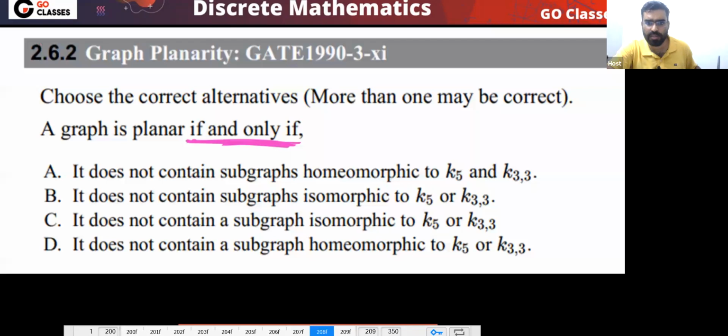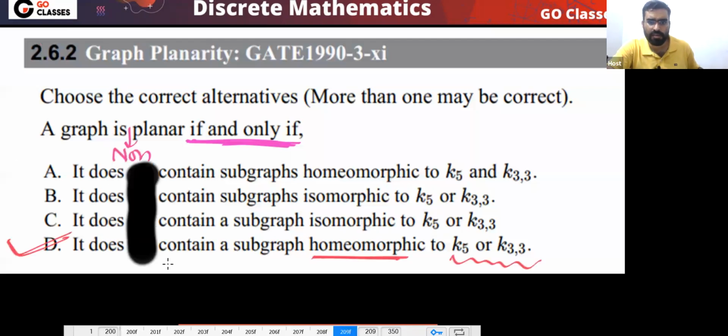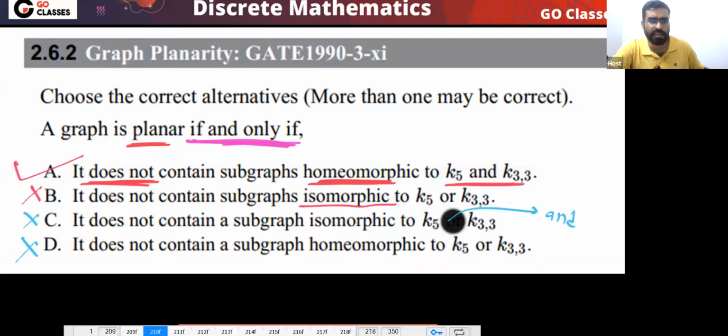So the answer will be: a graph is non-planar if it contains a subgraph homeomorphic to K5 or K33. This is correct, option D. Sorry, here option D will be correct. Option A will not be correct.